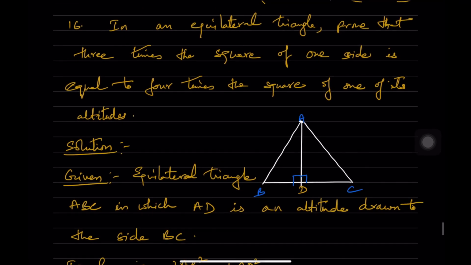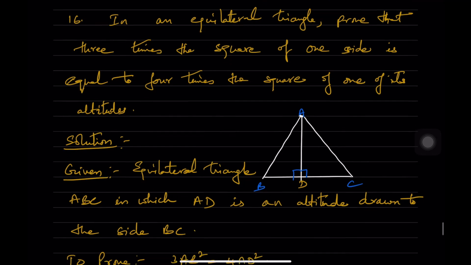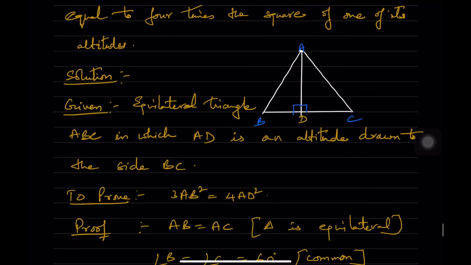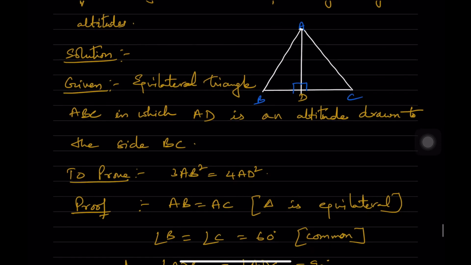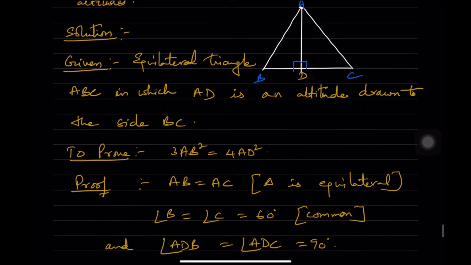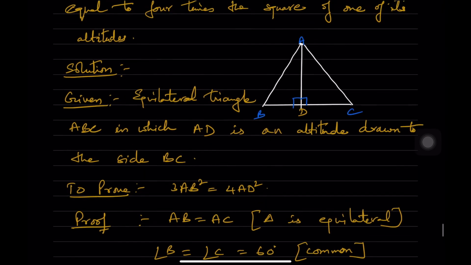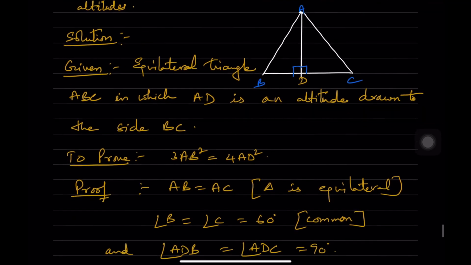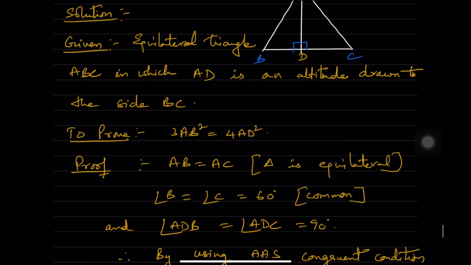Next, 16th one. In an equilateral triangle, prove that 3 times the square of one side is equal to 4 times the square of one of its altitudes. Now in the solution, ABC is an equilateral triangle in which AD is an altitude drawn to the side BC. We also have AB is equal to BC is equal to AC. You have to prove that 3 times AB square is equal to 4 times its altitude square.